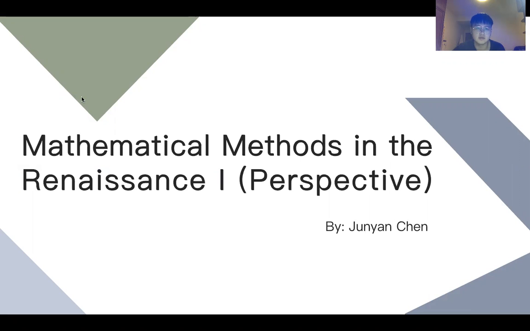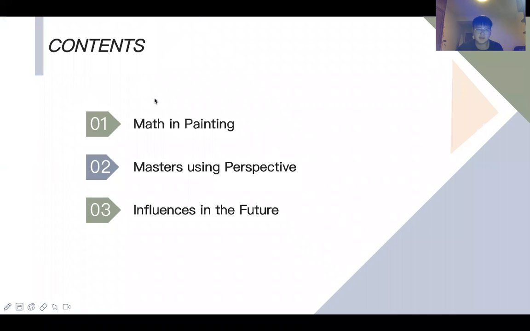Today, I'm going to introduce some mathematical methods in the Renaissance, and it's mostly about perspective. I'm going to introduce perspective from three aspects. The first is math in painting. The second is methods using perspective. The third one is influences in the future.